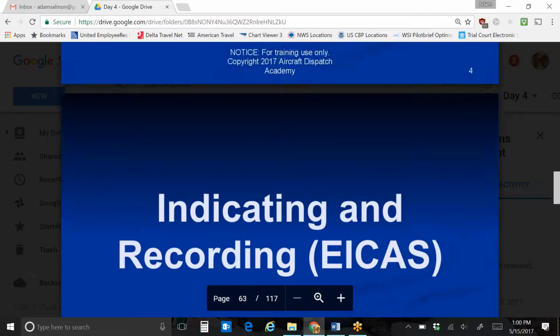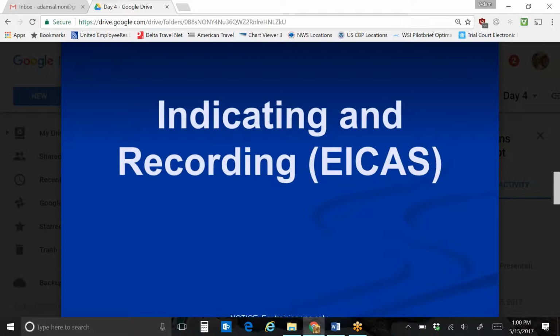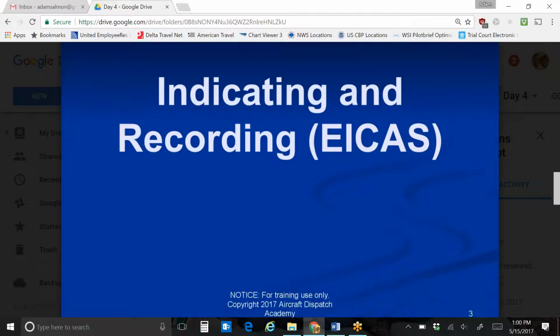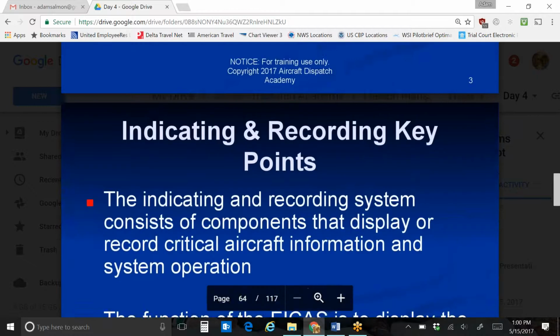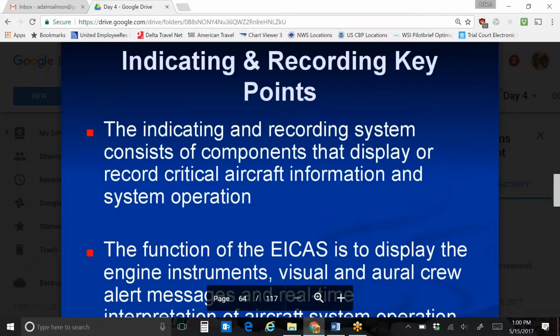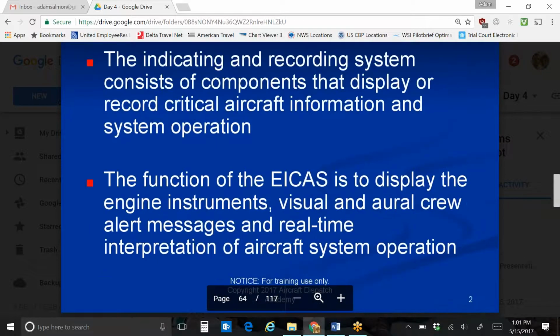This just goes on to talk a little bit more. The indicating and recording system, which is the ICAS. Just be able to know what that is and what it does. This is the system that records different components of the aircraft. It records critical aircraft information and system operation.